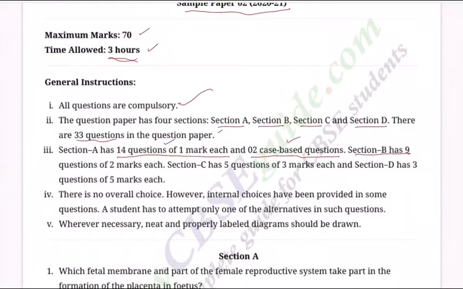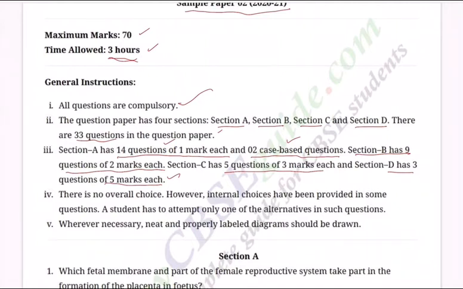Section B has 9 questions. They have increased. Previously 5 questions were there. 5 into 2, 10 marks. Now 9 into 2, 18 marks. Now you can imagine, 22 marks section A and section B 18 marks. So 22 plus 18, 40 marks out of 70 straight away with 1 mark and 2 mark only. Next, section C has 5 questions of 3 marks. 5 times 3, 15. And section D has 3 questions, 5 marks each, long answer time.